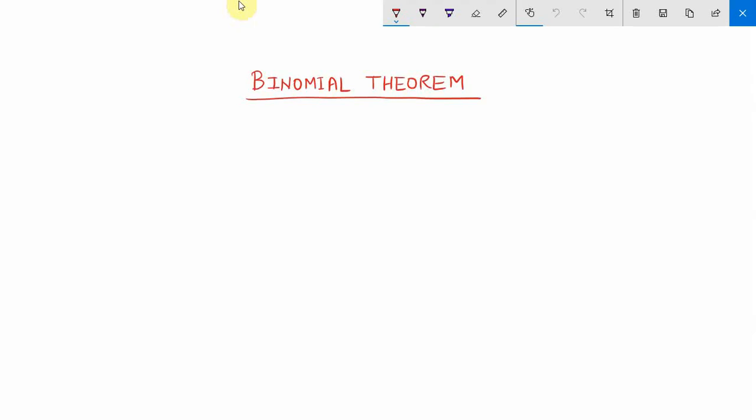Today we will discuss binomial theorem. In binomial theorem, we will discuss what is a binomial expression, what is a binomial theorem. We will see the expansion of a binomial expression. Then we will see applications of binomial theorem. We will see how to calculate the rth term in a binomial expansion. Then we will also see how to calculate the middle terms of a binomial expansion.